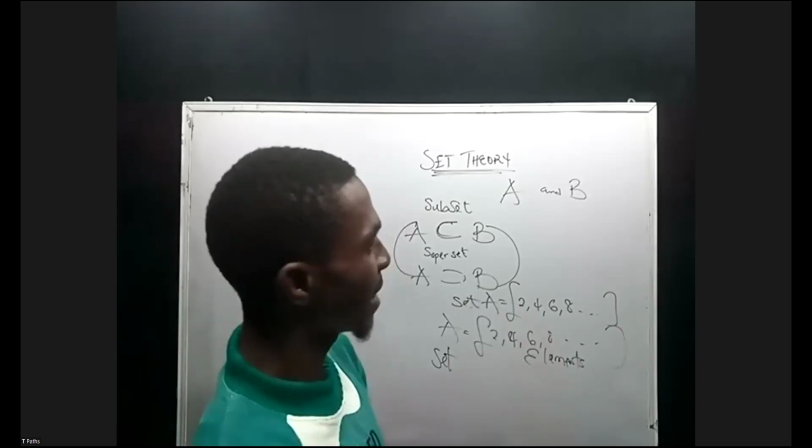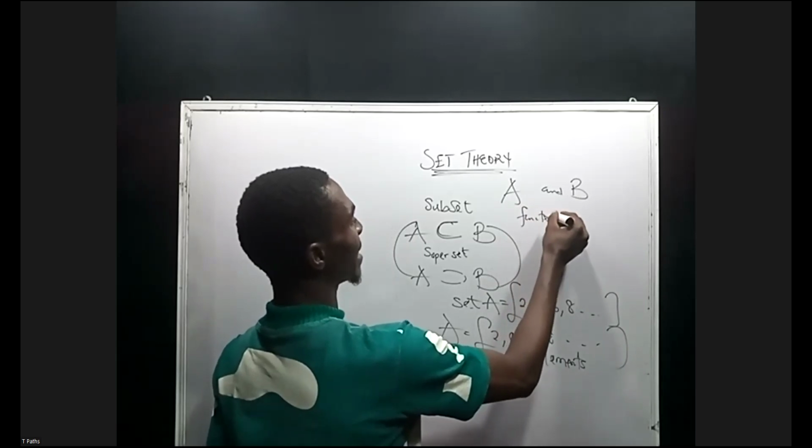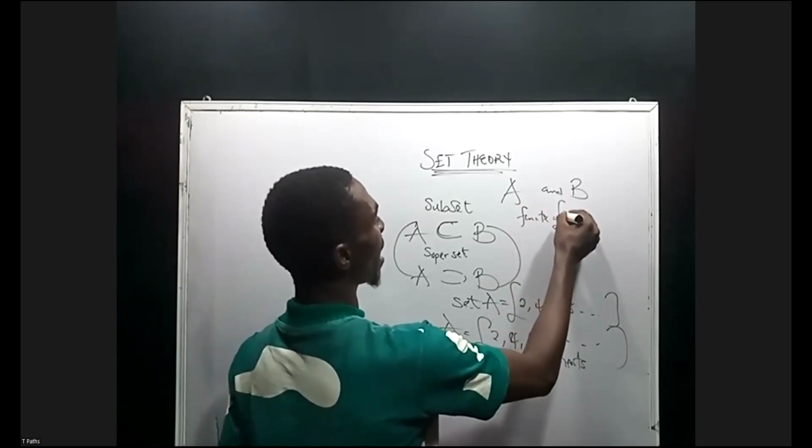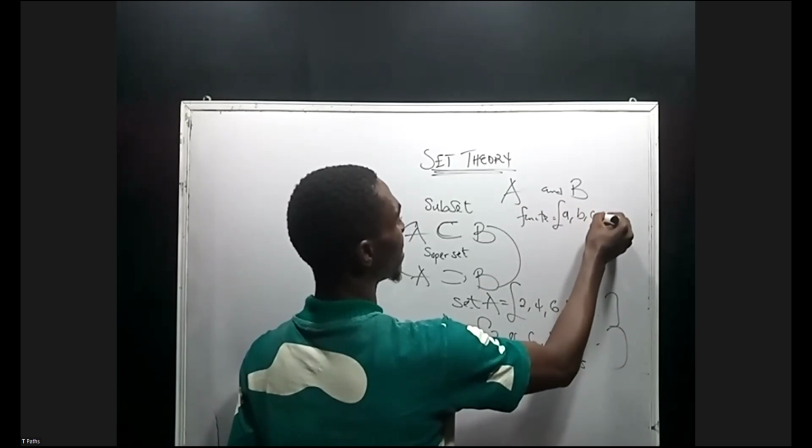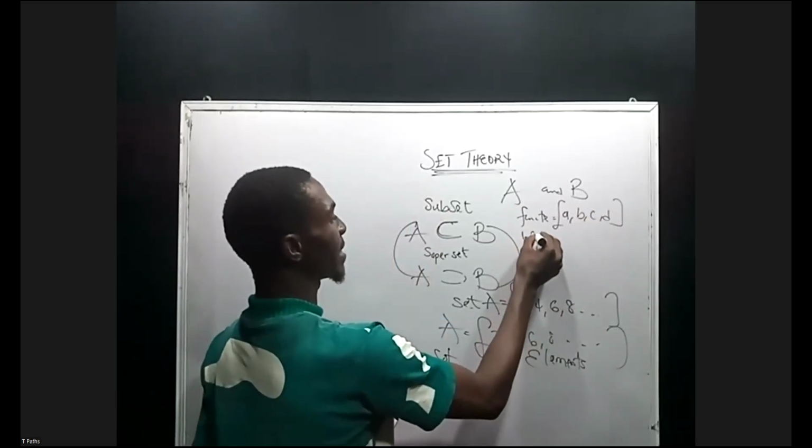Now, the types of set that I was talking about: we have the finite set. A finite set is a set where every element is countable. A, B, C, D is a finite set. Now, we have an infinite set.